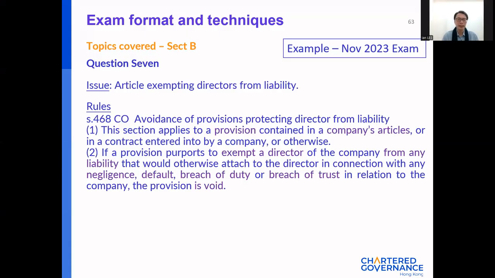So you can see the legislation already covers this area, already foresees this possibility. If you add a clause in your articles trying to relieve the directors from any liability or responsibility, even though they were acting negligently, they were in default, they breached their duty as a director or breach of trust, then of course the provision cannot work. So that's why the provision is void, meaning even though it's written in the company's articles, it will not be counted as a valid clause and will not be enforced by the court. In other words, it will not protect the directors.